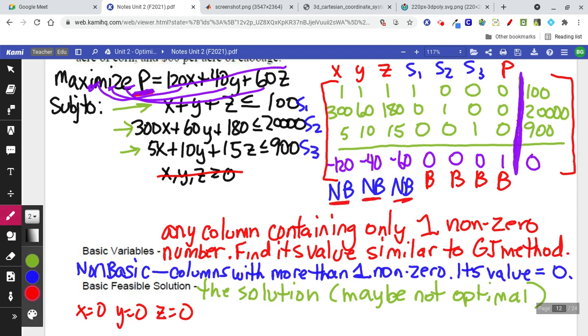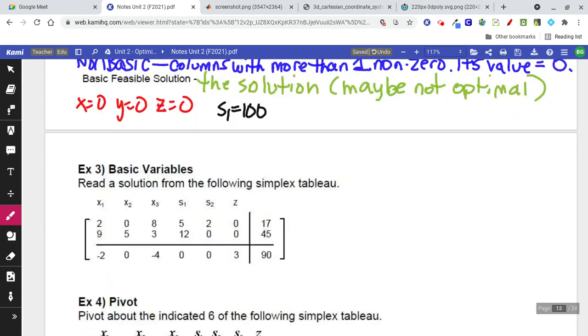Now the basic variables, all right, pay attention, here we go, okay? It says you find the value similar to Gauss-Jordan. So what you're looking at is this 1, and you kind of think about it as like 1x equals 100 or 1s1 equals 100. And so I can see right now that s1 equals 100, okay? You can probably figure out what s2, s3, and p are, but that's what the next problem is about anyway. So I don't want to confuse you.